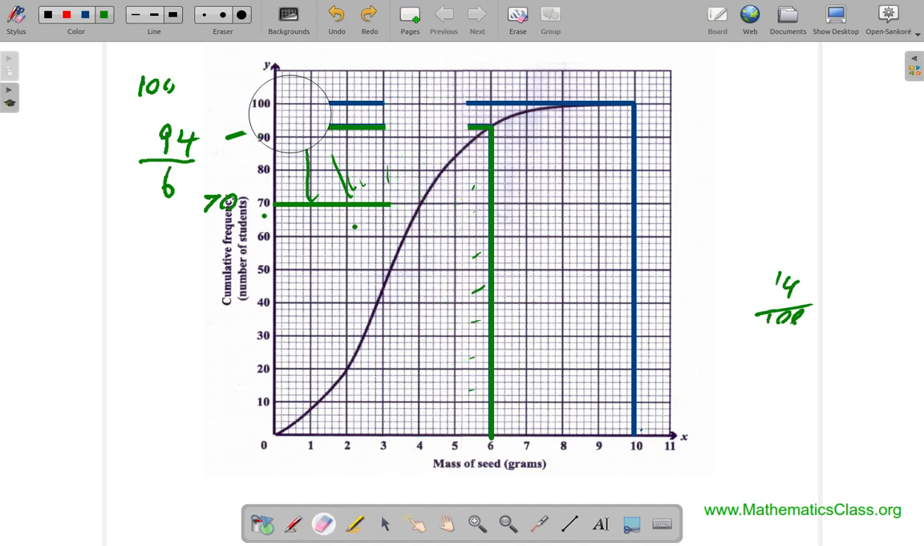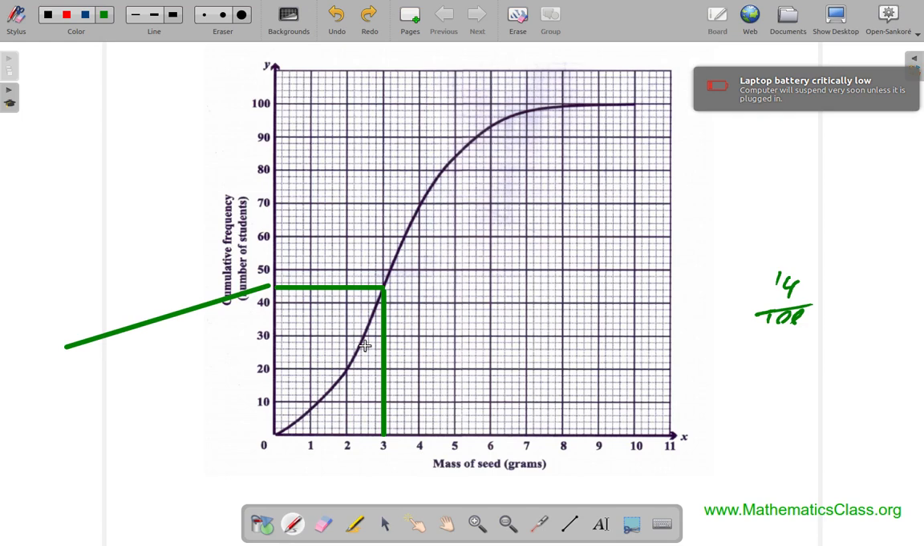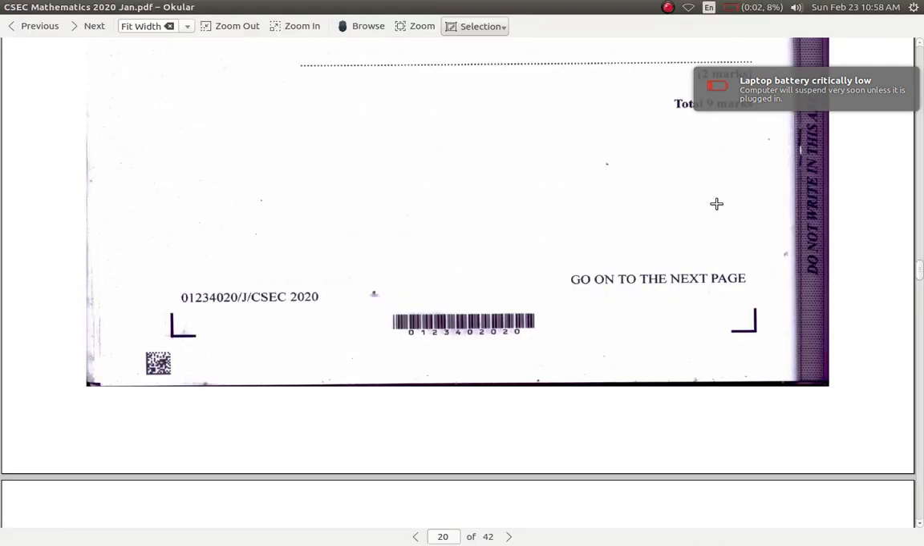Suppose they had said, what's the probability of choosing a student who estimated the mass to be less than 3 grams? What you'd have to do is point to 3, project up to the curve, then from the curve you project to the left. This looks like around 44. So you have 44 here, so it's 44 over 100, 44%. All right, so I will see you in the next question.